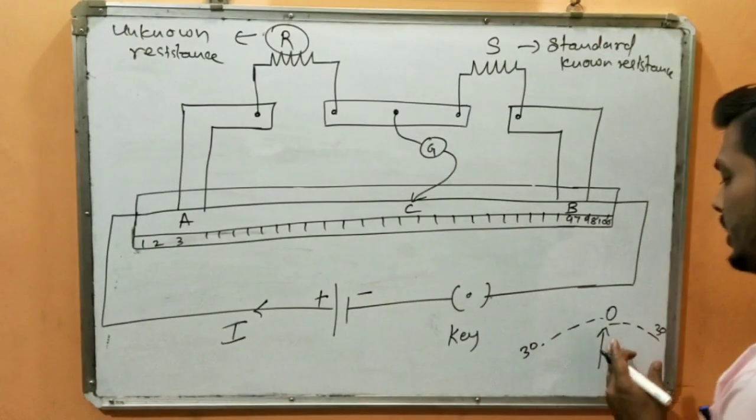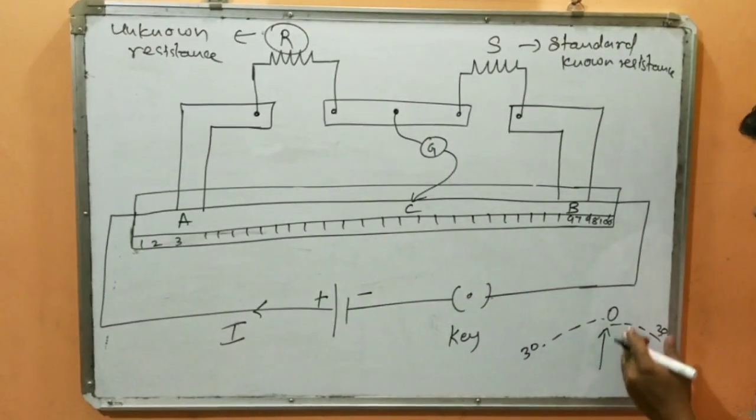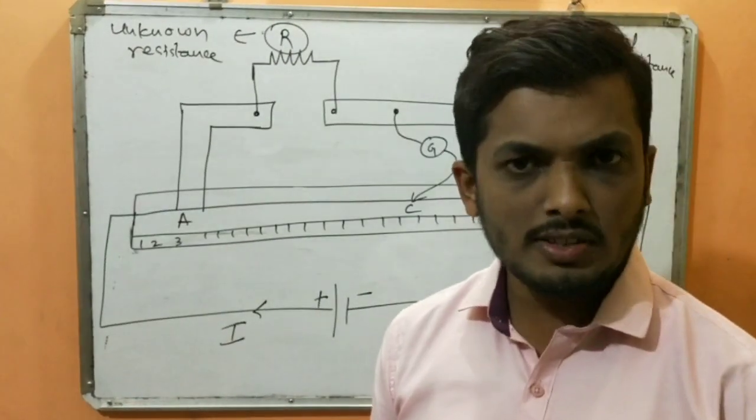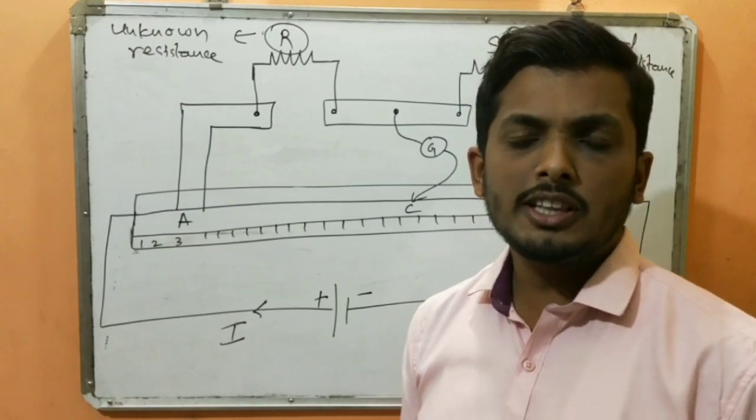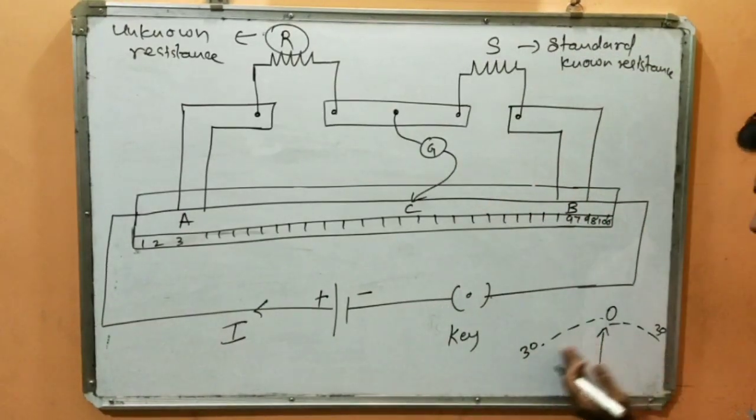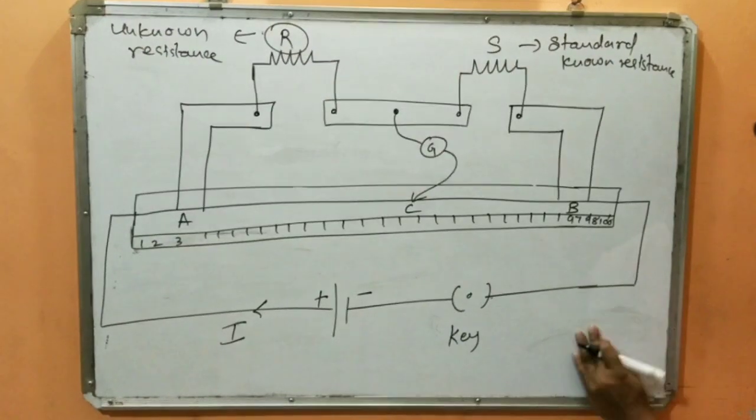And if it is not deflecting, if it is pointing towards 0, it is as good as saying that there is no current flowing through the circuit. In simple terms, I would say that there is no potential difference across it. So it is free to move across either end of the divisions. So this is the galvanometer.